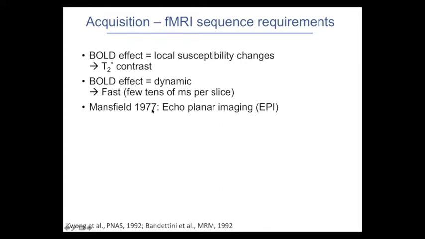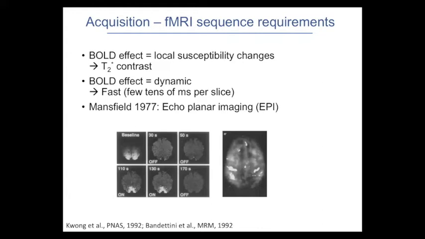13 years before that requirement was actually made, and people said, oh, we want to do fMRI, Peter Mansfield already had a solution for us. And he termed it echoplanar imaging. And here you can see the first gradient echo BOLD EPI images that studied neuronal activity from 1992. And how does it work?